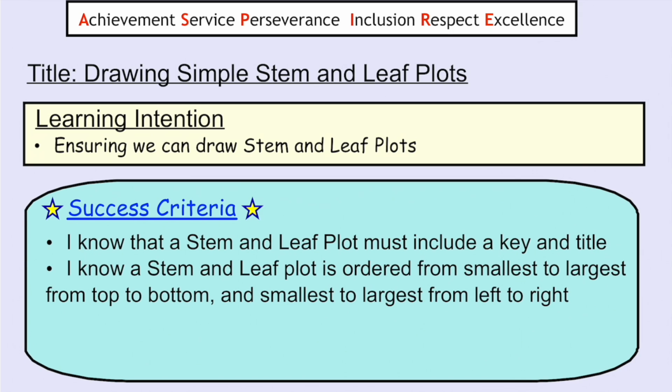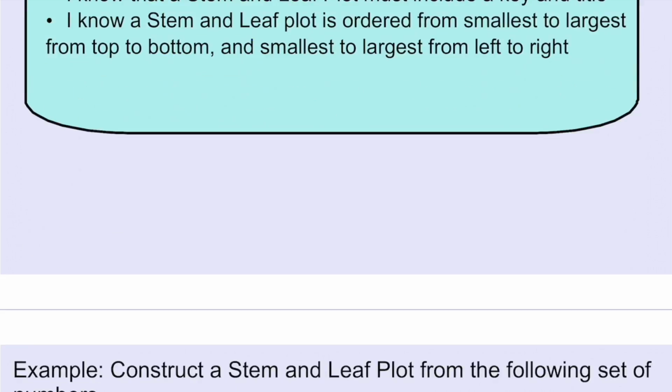We must ensure when we're drawing a stem and leaf plot that we include a key and a title, and we know that a stem and leaf plot is ordered from the smallest to the largest from top to bottom, and smallest to the largest from left to right. So let me just show you one example of how we're going to do that, and then you're going to get on with the questions.